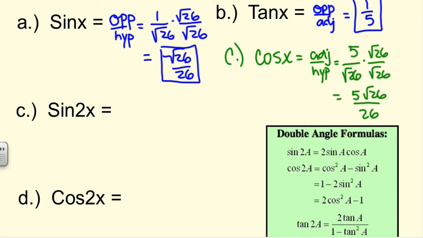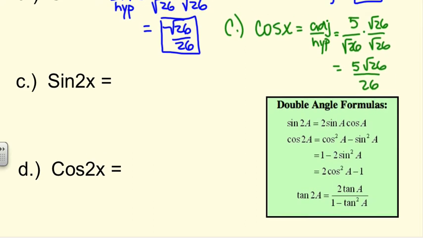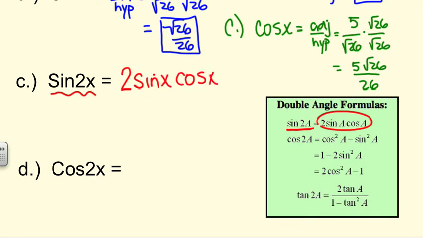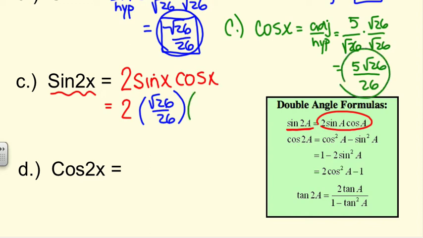Now let's do the double angles. So I have the formulas here in the green. And we want to find the sine of 2x. So I'm going to refer to my formula. The sine of 2a is 2 times the sine of a times the cosine of a. 2 times the sine of x times the cosine of x. Now we're going to substitute those numbers in from what we found in parts A, B, and C above. So 2, here is your sine of x, square root of 26 over 26. And then here is your cosine of x, which is 5 square roots of 26 over 26.